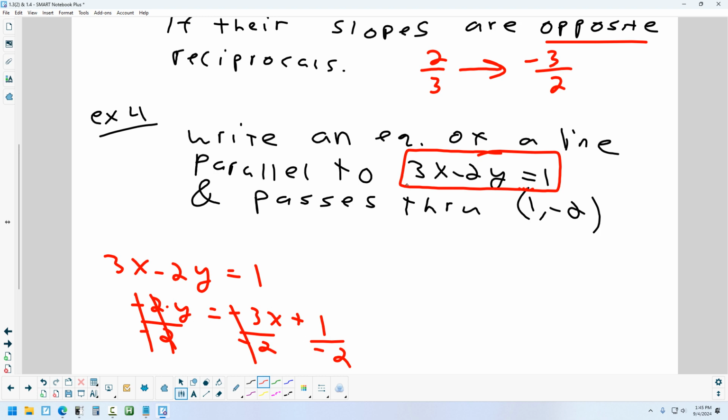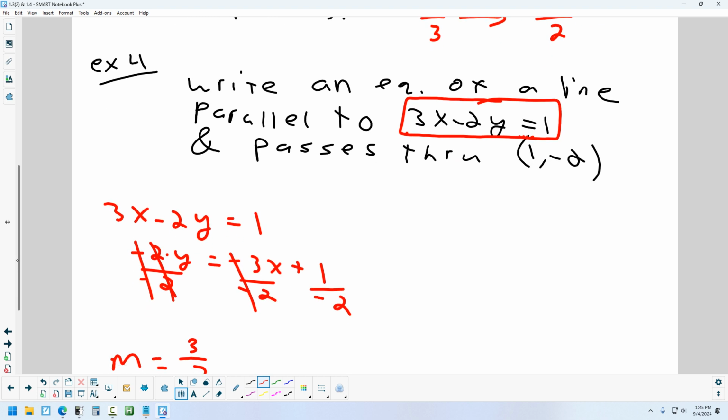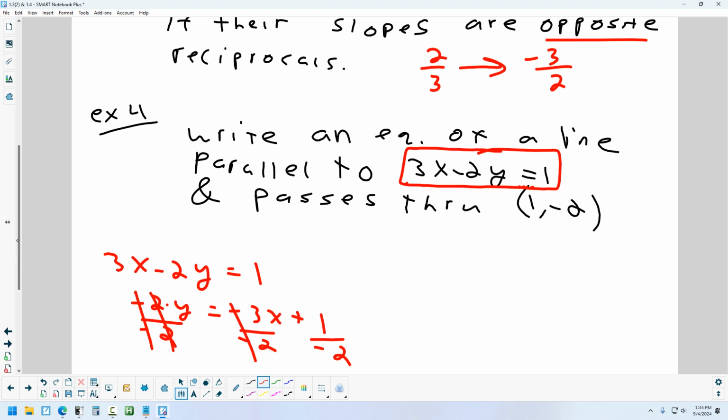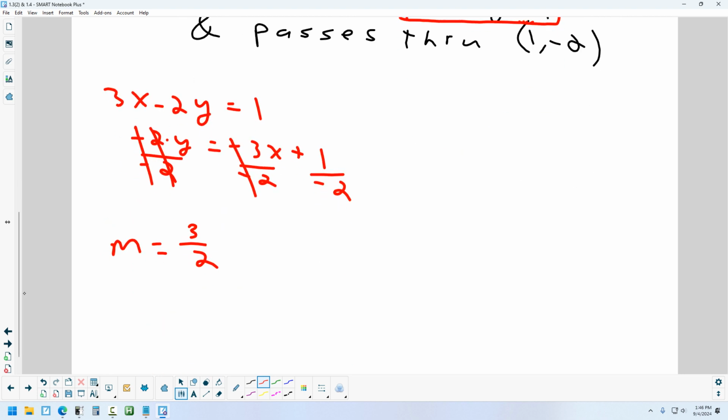I want to be parallel to that line. So what is the slope of a line that's parallel to 3/2? 3/2. They're the same. If it said perpendicular, I'd be flipping that and making it the opposite. But it didn't say perpendicular. It says parallel. So that's my slope.